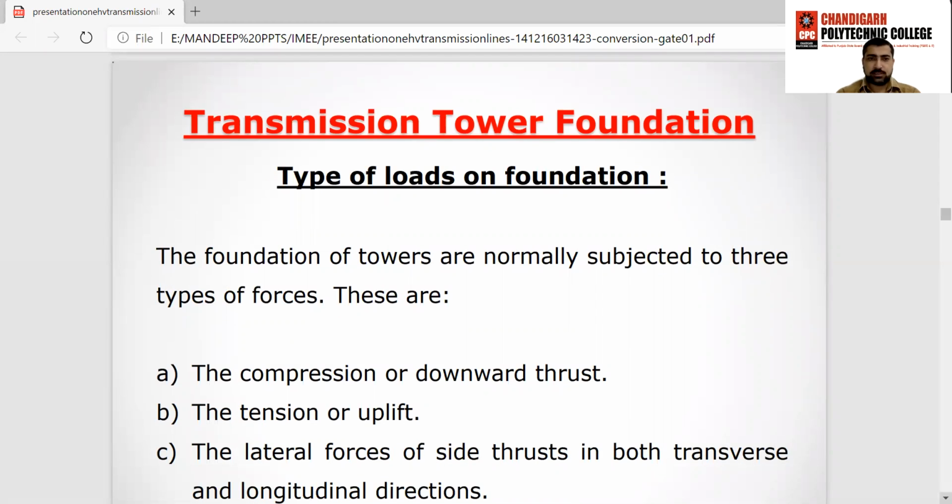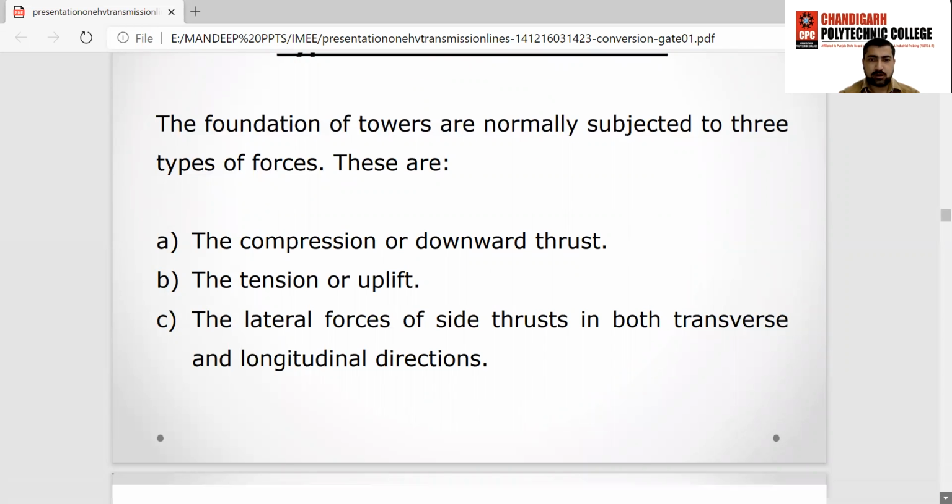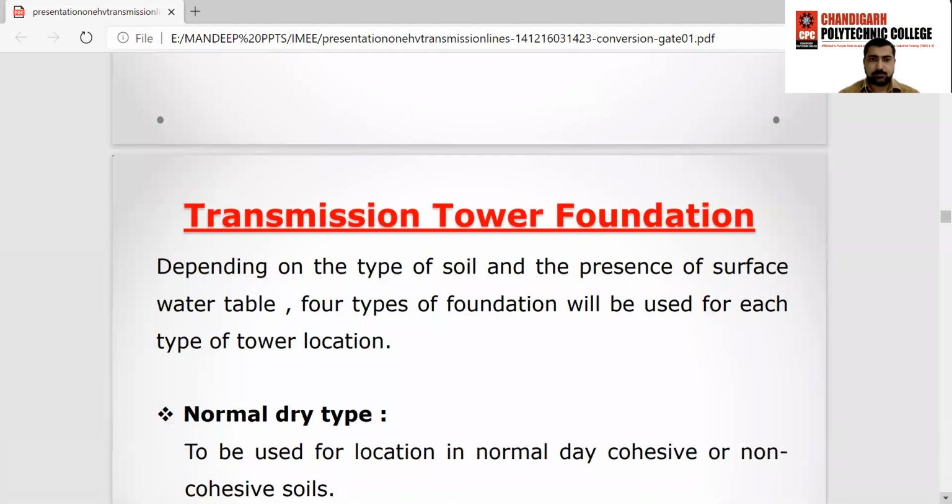Transmission line foundation. In this category, the type of loads on foundation. What kind of loads take place on the foundation of a tower? The foundations of towers are normally subjected to three types of forces. These are the compression or downward thrust, the tension or uplift, and the lateral forces or side thrust in both transverse and longitudinal directions due to wind pressure or stormy conditions.